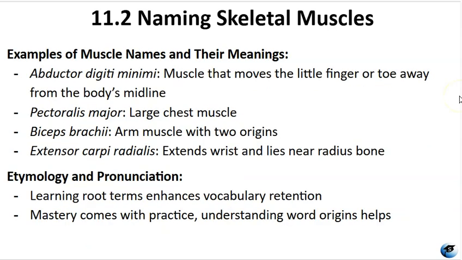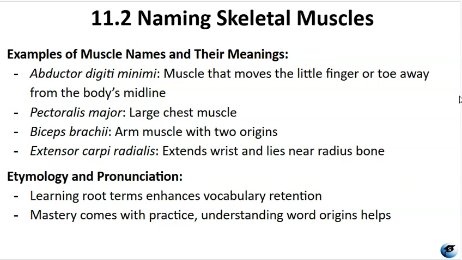Here are more examples of muscle names and their meanings. The abductor digiti minimi is a muscle that moves the little finger or toe away from the body's midline. The pectoralis major is the large muscle of the chest. The biceps brachii refers to an arm muscle with 2 points of origin, and the extensor carpi radialis is a muscle that extends the wrist and lies near the radius bone of the forearm.